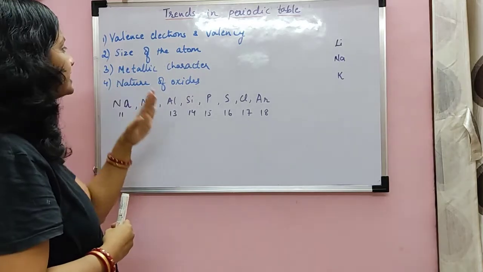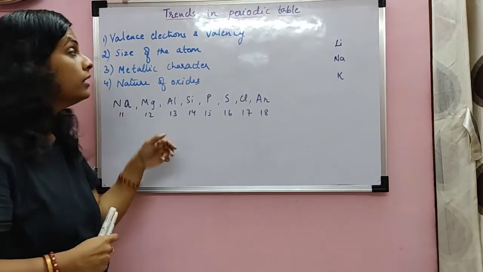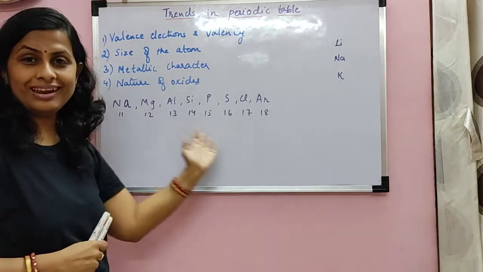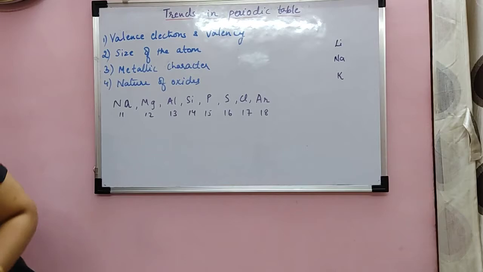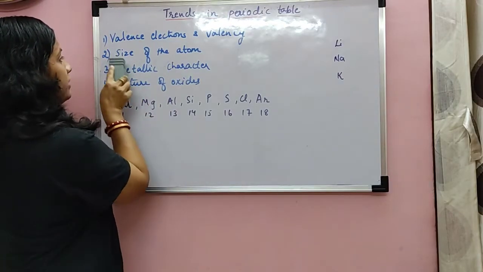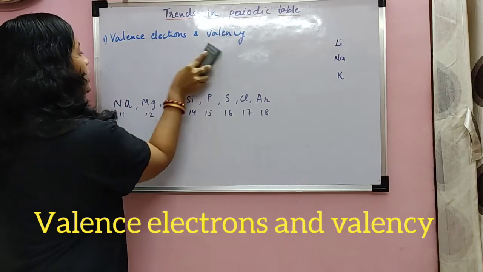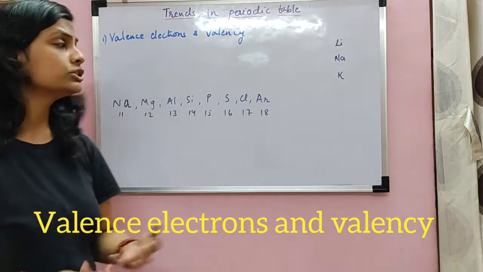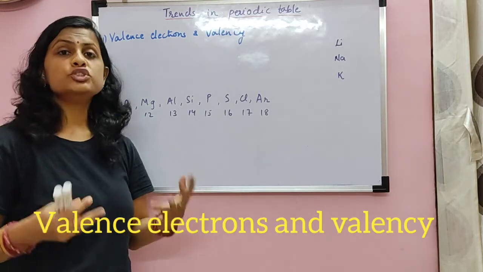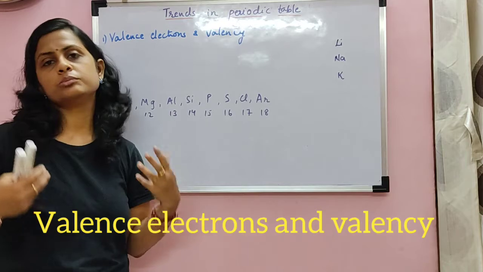Okay, so let us discuss each trend one by one, what happens in a period and what happens in a group. So we will start with the first one, that is valence electrons and valency. So I am just writing this out. Now what are valence electrons? Valence electrons are the electrons which are present in the outermost orbit.